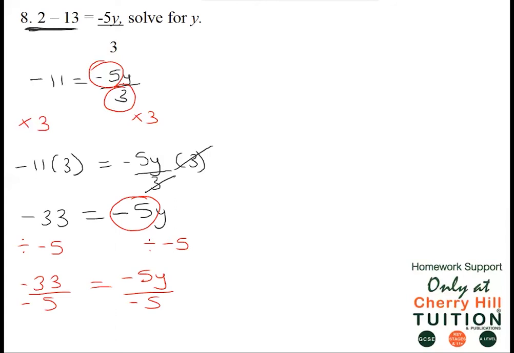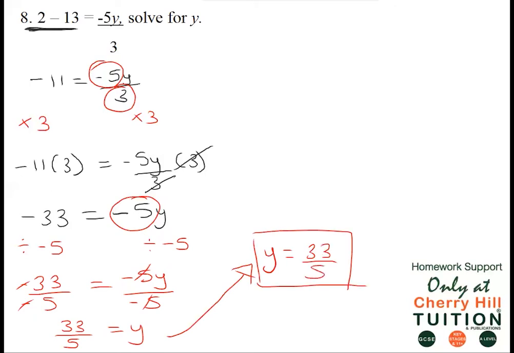On the left-hand side, the minus signs cancel out, leaving us with 33 over 5. And on the right-hand side, the minus 5s cancel out, leaving us with y. So our answer is y is equal to 33 over 5. Okay? So hopefully that made sense. Now try this question on your own again and see if you get the right answer.